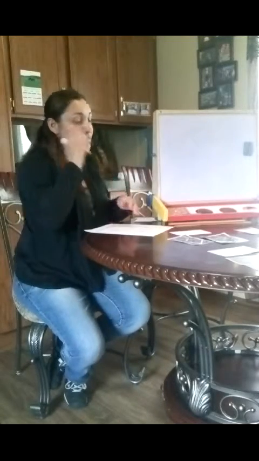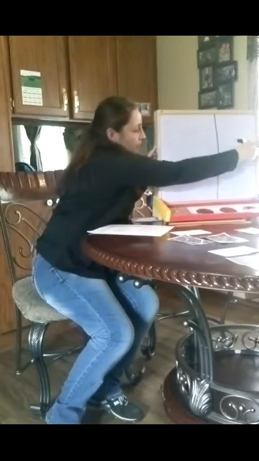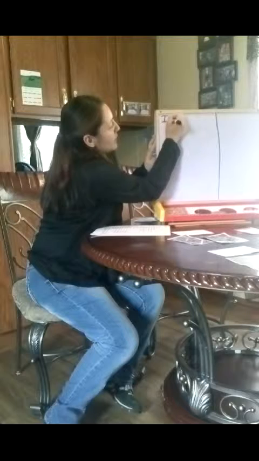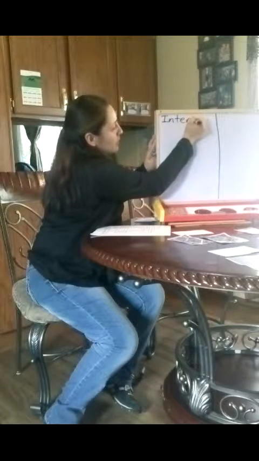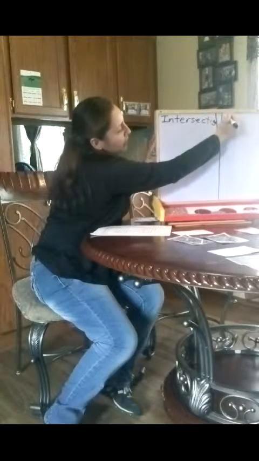Okay. So I'm going to show you right now on the board what are the three different kinds of lines that we're looking at. I'm just going to draw a line right in the middle. Okay, kind of in the middle. And we're going to put intersecting lines on this side. And we're going to put parallel lines on this side.